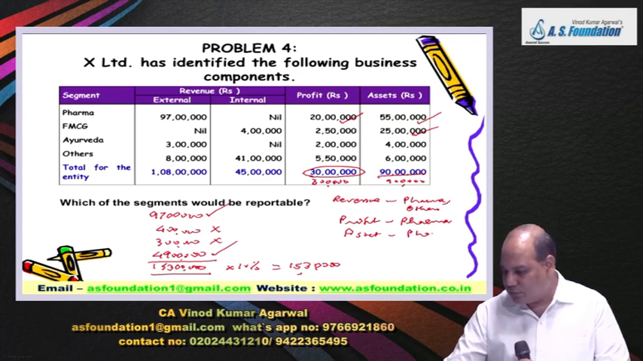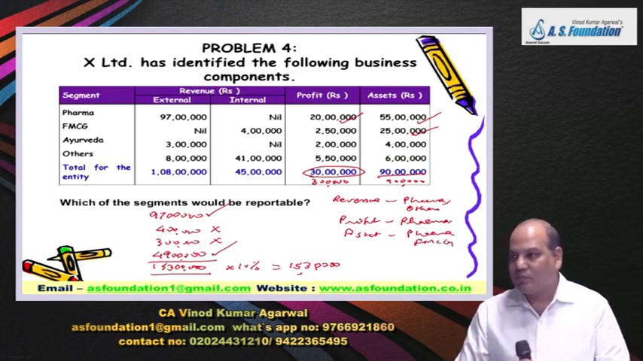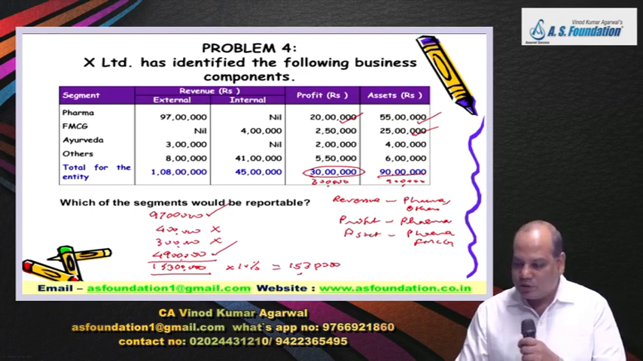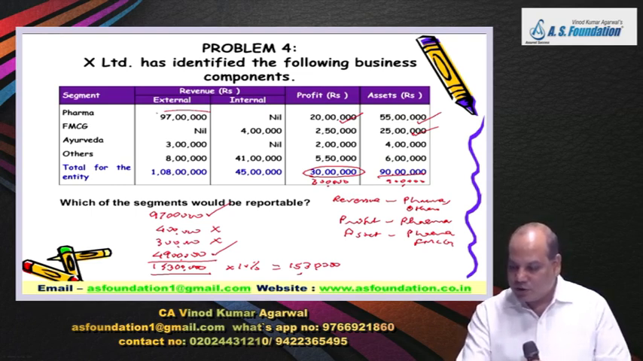9 lakh, pharma, FMCG. So applying the asset test, we will identify pharma and FMCG. So pharma and FMCG we have identified as reportable segments. Then we'll check their external sales. External sale is 97 lakh, divided by 1 crore 8 lakh.